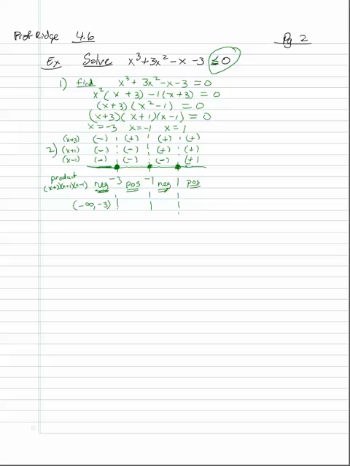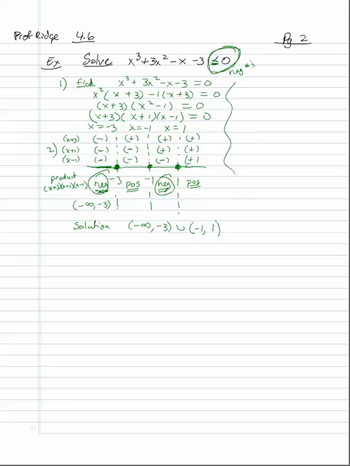Now what am I looking for? I'm looking for less than or equal to 0, which are negative numbers. So where do we get the negative numbers? Our solution is going to be negative infinity to negative 3, union, negative 1 to 1.